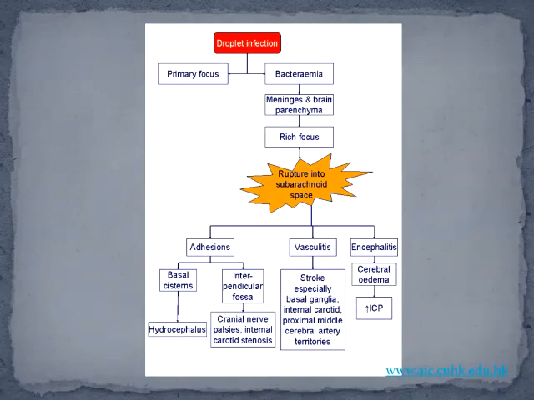And so this shows, going back to that table, as it ruptures and affects the meninges, you can have adhesions leading to hydrocephalus, you can have inflammation around the cranial nerves leading to cranial nerve palsies, affecting the blood vessels, causing stroke and vasculitis, and then causing the encephalitis.